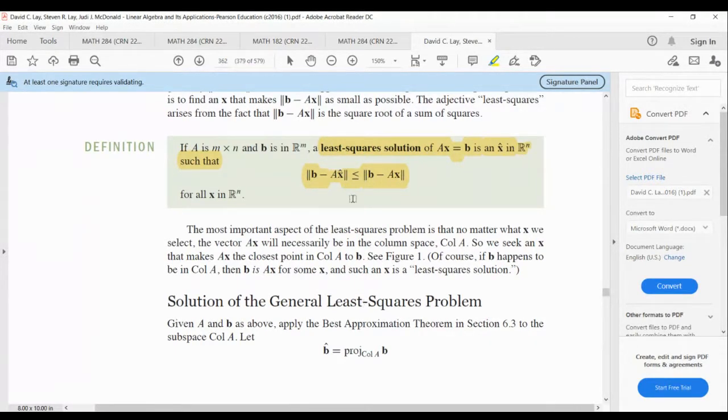Okay, so A x hat is actually the projection of the vector b onto the column space of A. A x hat is going to equal that vector b hat, which is again the projection of b onto the column space of A. This is why we call x hat a least squares solution: A times x hat is located in the column space of A, but it's the least distance from that vector b, which is outside the column space of A.